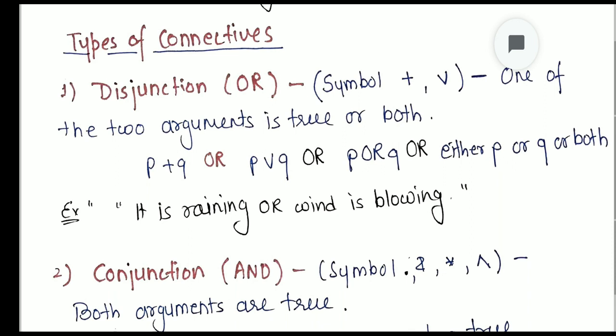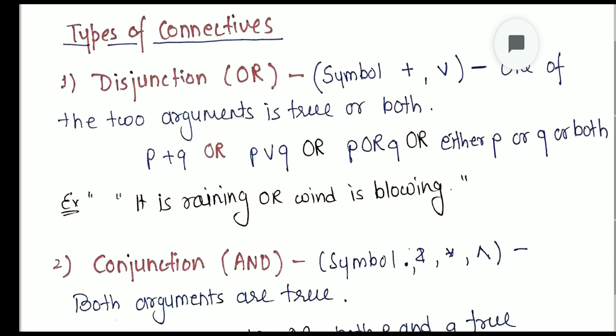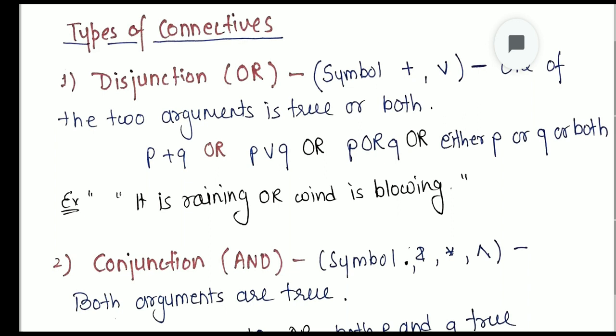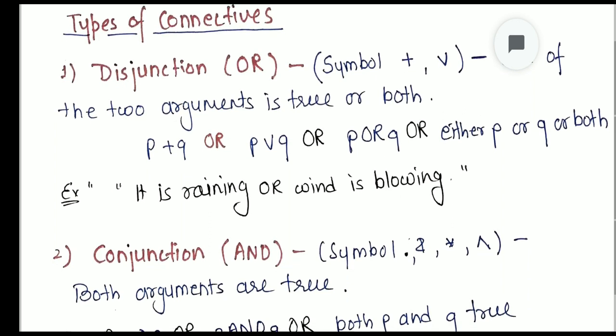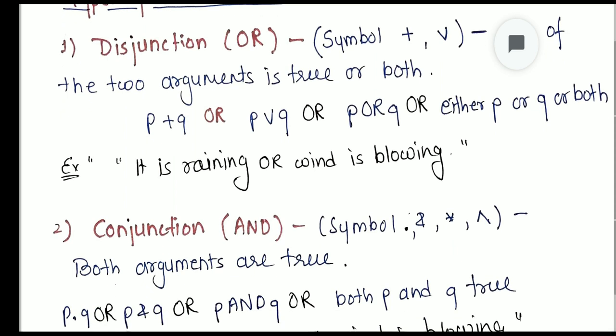Conjunction. This is basically the logical and operation. Whenever both the arguments are true, in this case, both the propositions have to be true. Conjunction. For example, it is raining and wind is blowing.